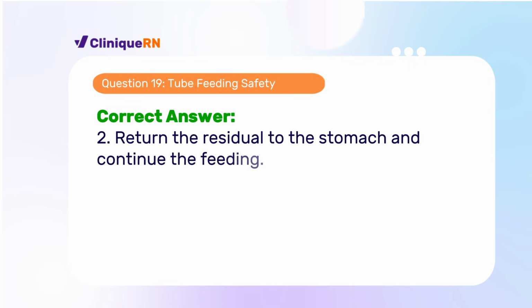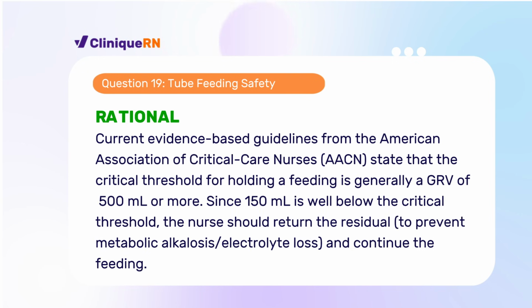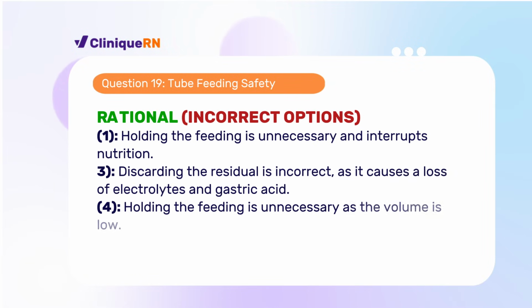The correct answer is 2. Return the residual to the stomach and continue the feeding. Rationale. Current evidence-based guidelines from the American Association of Critical Care Nurses, AACN, state that the critical threshold for holding a feeding is generally a GRV of 500 milliliters or more. Since 150 milliliters is well below the critical threshold, the nurse should return the residual to prevent metabolic alkalosis/electrolyte loss and continue the feeding.